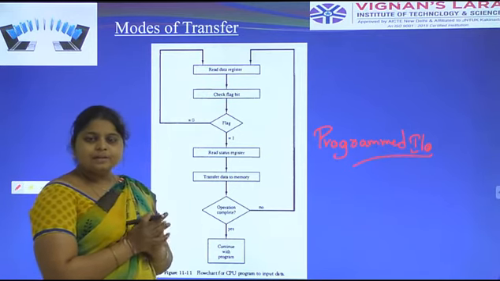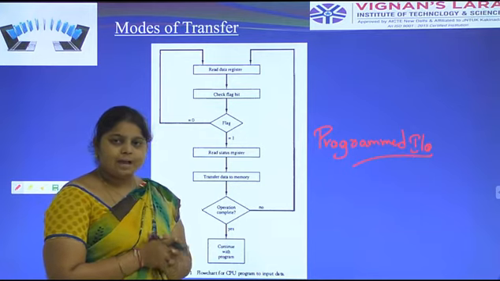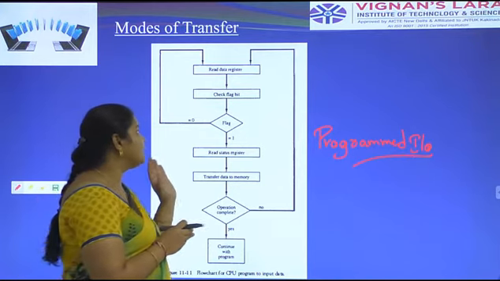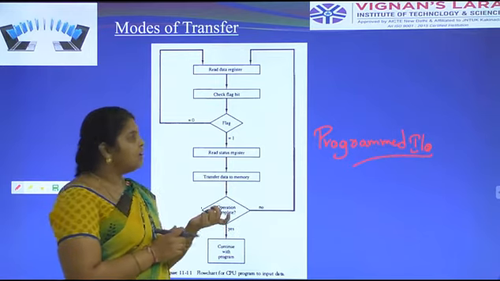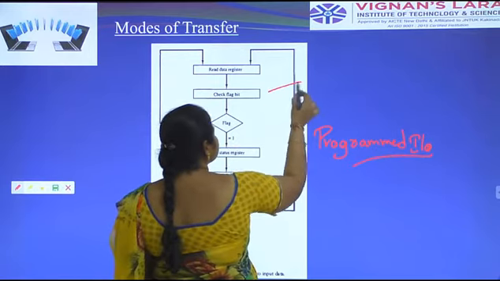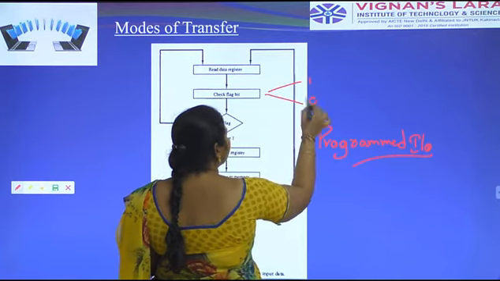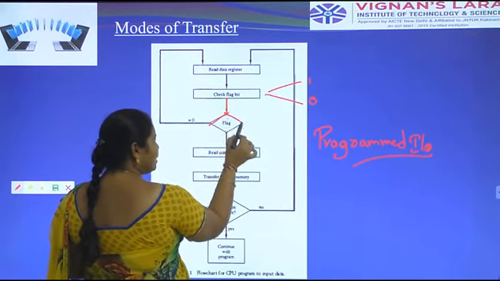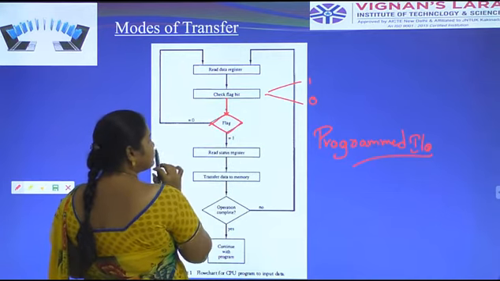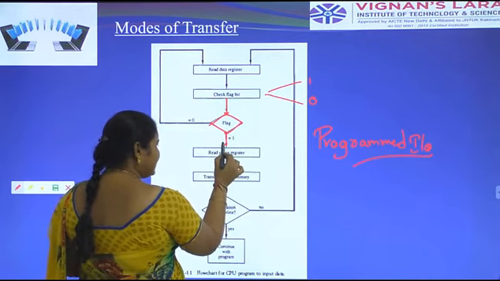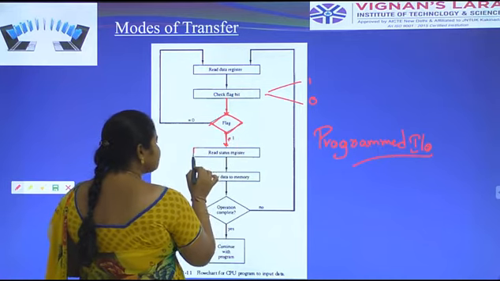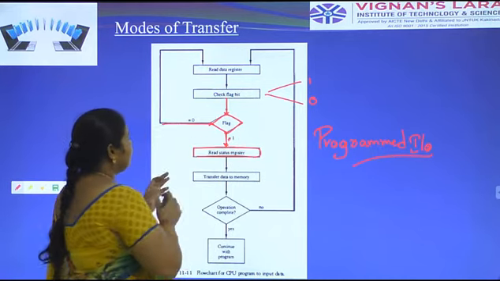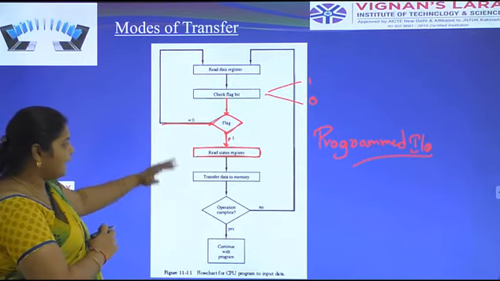Check flag bit means flag bit. F is indicated as the flag bit. If the flag bit is 1, the data register contains some data. Here, check flag bit means 1 and 0. Then we have to check the flag bit. Whether the flag bit is 1, read the status register. Whether the flag bit is 0, it is not applicable for the next level.